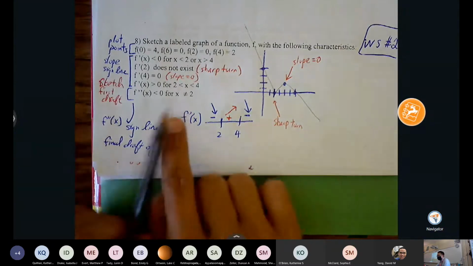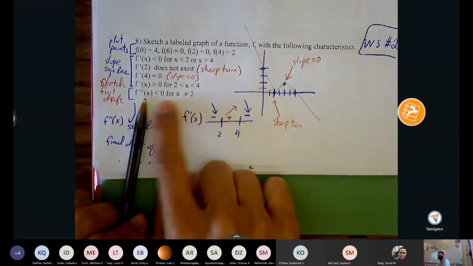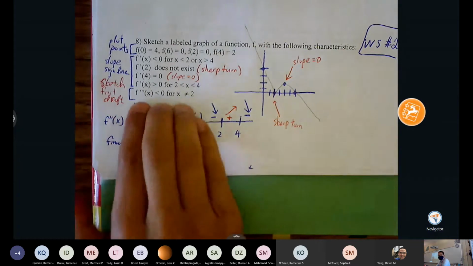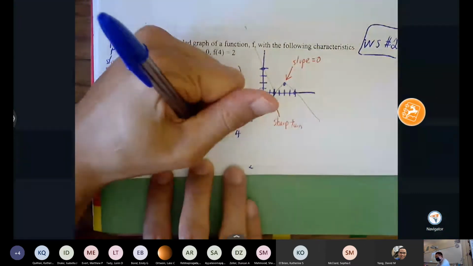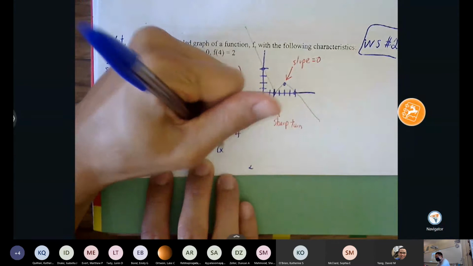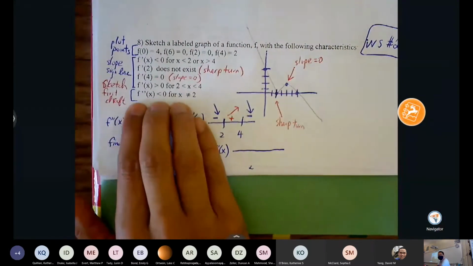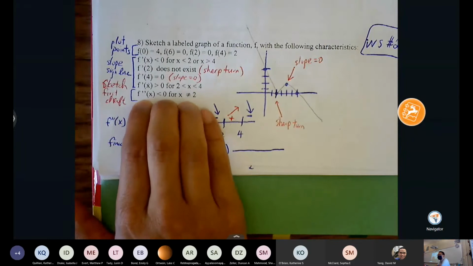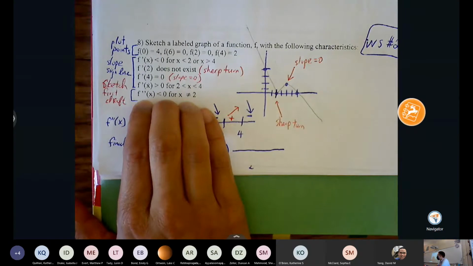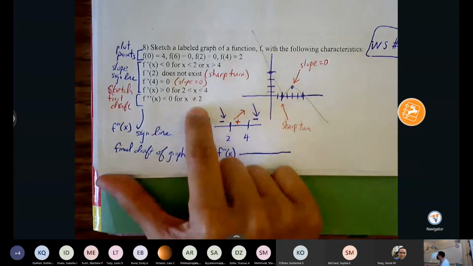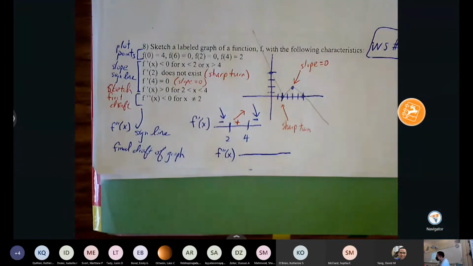Okay, all right, let's turn our attention to the last statement, which is talking about the second derivative. So let's create our second derivative sign line. All right, what's the critical point that they mention in this statement? I know it says x doesn't equal 2, but if they mention an x value, you're going to put it onto your sign line. Okay, it's going to be helpful.